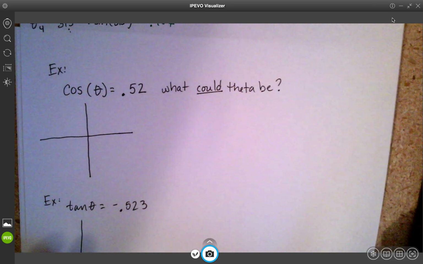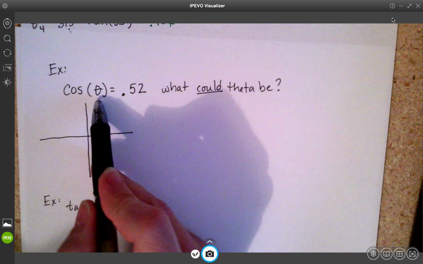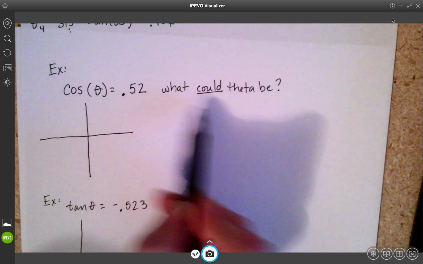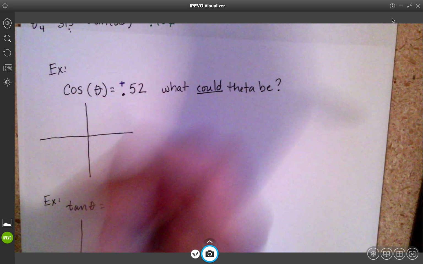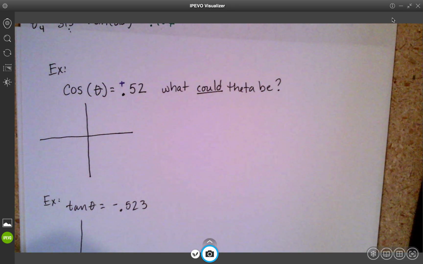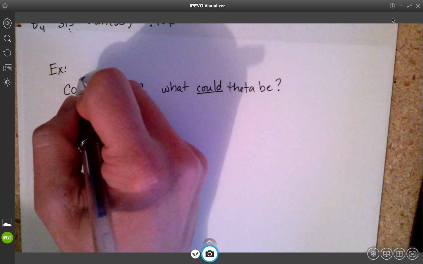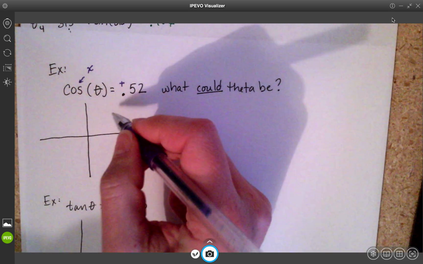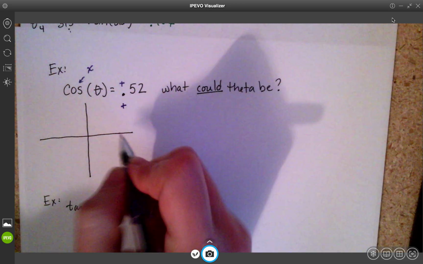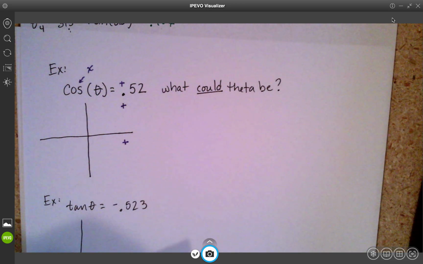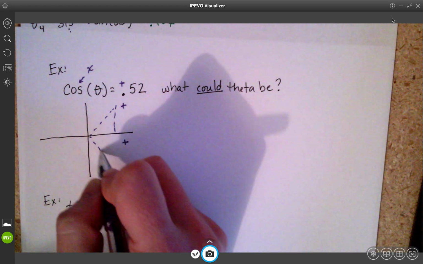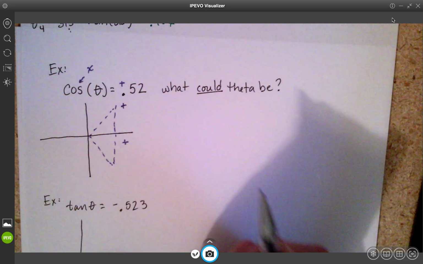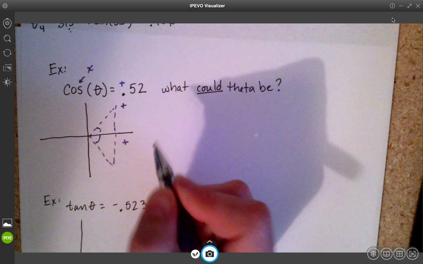So I'm going to show you one that's going to be more like what the homework is. I'm going to tell you the cosine of theta is 0.52. What could theta be? Well, the first thing we want to look at is the fact that 0.52 is positive. Where is cosine positive? Well, cosine is the x one, and x is positive here, and x is positive here. So we know it's going to be somewhere over here. It's going to be a triangle either in here, or it's going to be a triangle in here.